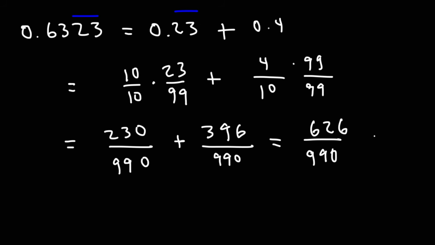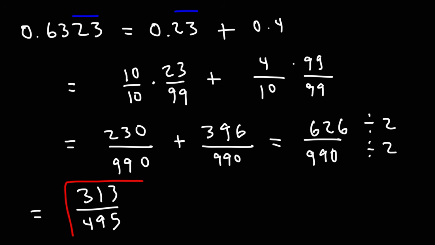Now we have two even numbers, so let's divide the top and the bottom by 2. 626 divided by 2 is 313. 990 divided by 2: 900 divided by 2 is 450, 90 divided by 2 is 45, and 450 plus 45 is 495. So this is going to be the final answer.